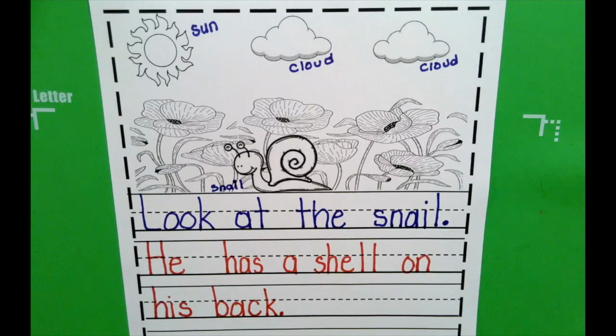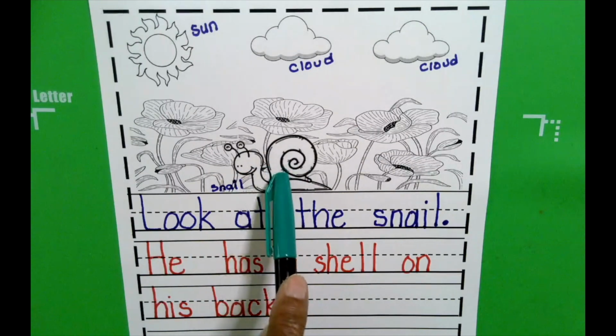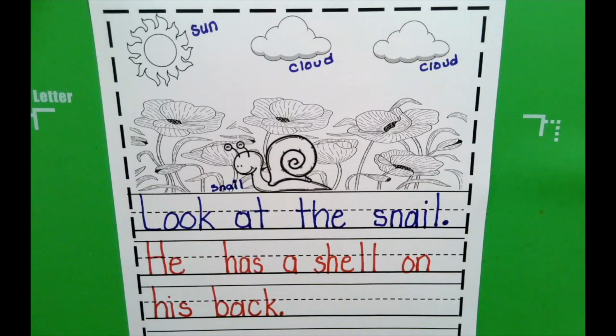What else? Now, we know that look at the snail. That's what we told the reader to do. He has a shell on his back. So we already described what he looks like. He has a shell on his back.